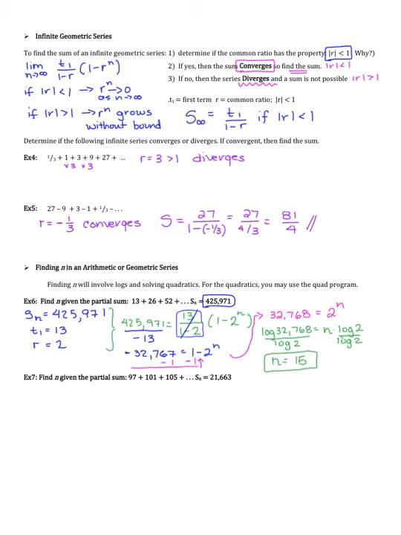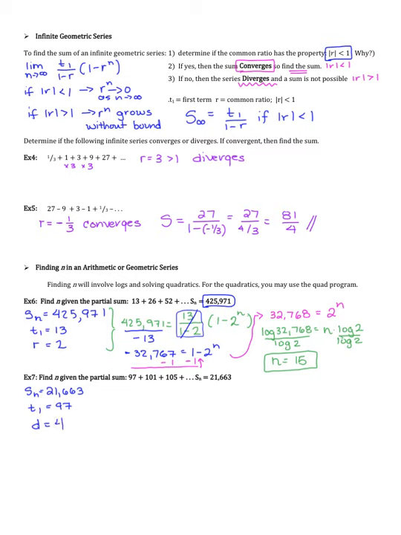All right, very cool. Okay, let's do an arithmetic one. Let's see what happens there. The arithmetic one is the one where you're going to get a lovely quadratic. All right, so we have here, find n given this partial sum. So we know that the partial sum is 21,663. We know t sub 1 is going to be 97. We know our common difference is going to be, let's see, we're adding 4 each time.